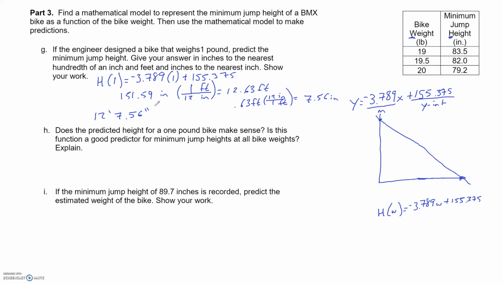So, you tell me, does the predicted height for a 1 pound bike make sense? Does it make sense if we made a 1 pound bike and we went over a little ramp that would pop over 12 feet up into the air? Probably not. So no. This is only good for a small range of values.